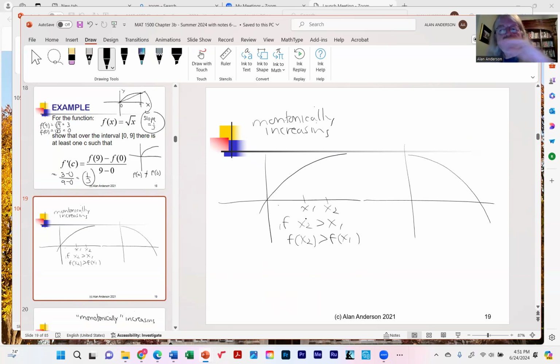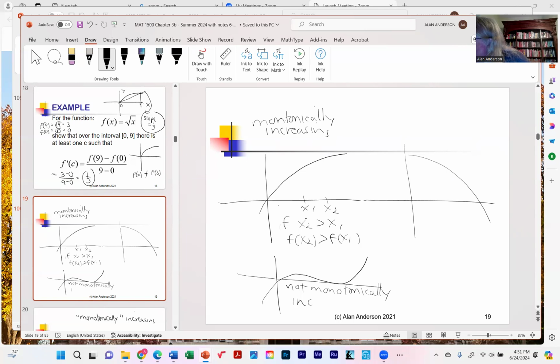There are no portions of it where it dips down again. Like down here, for example, this one is not monotonically increasing because there's a portion where it dips down before it starts rising again. This one is monotonically decreasing.